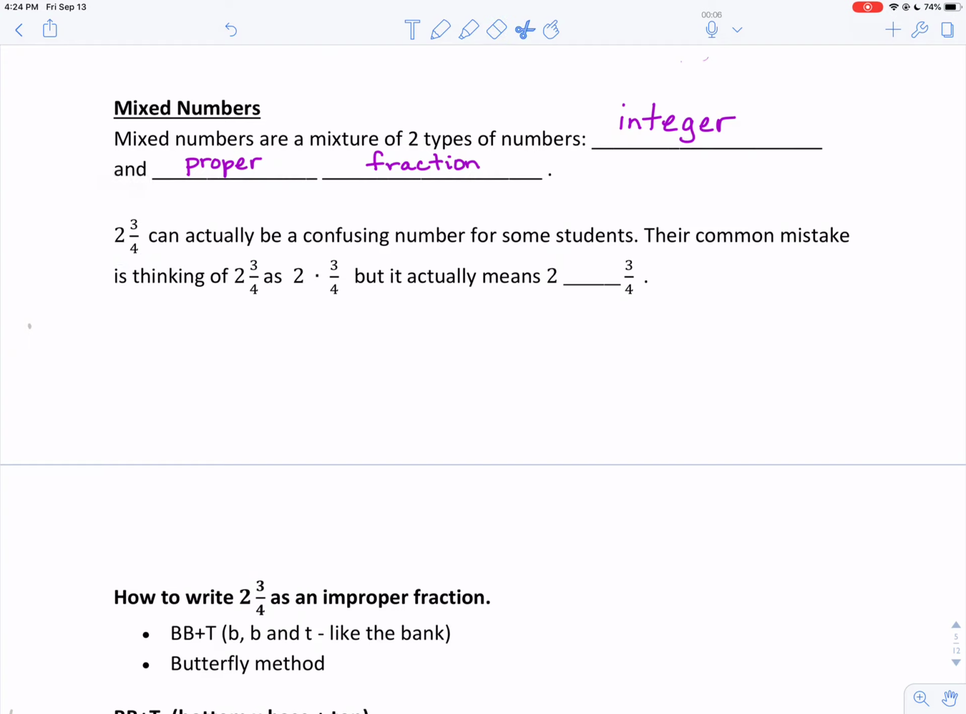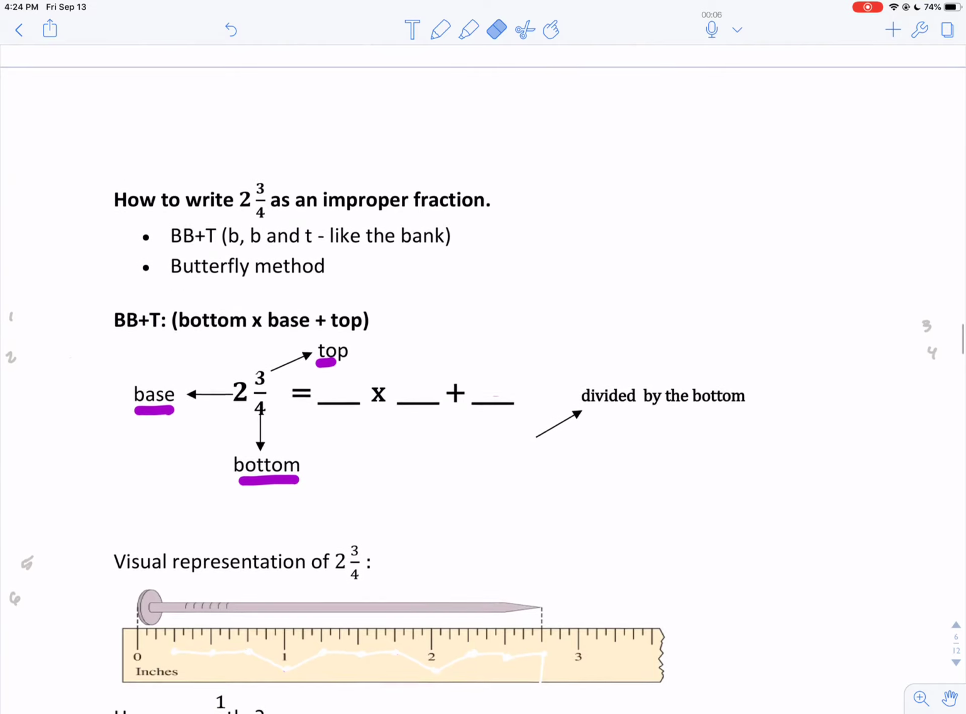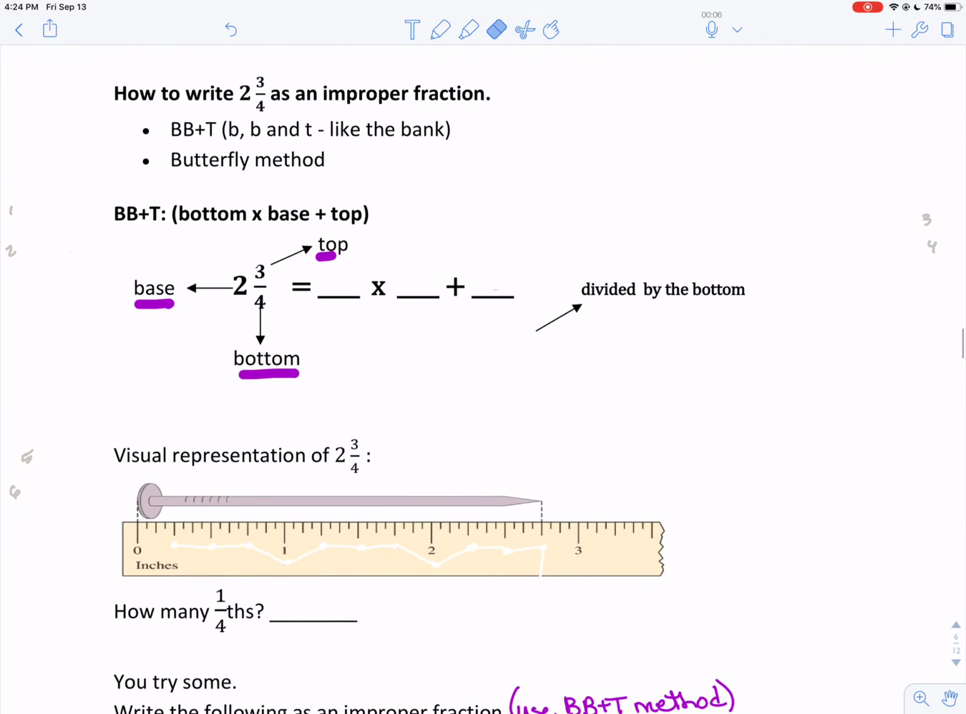Now that number can actually be really confusing for your students. Their common mistake is thinking of 2 3/4 as 2 times 3/4. In actuality, it means 2 plus 3/4. So now we're going to learn how to write 2 3/4 as a proper fraction.